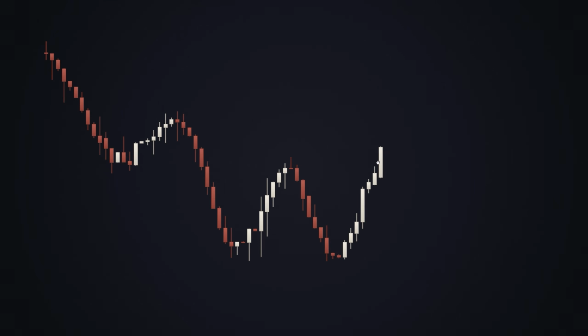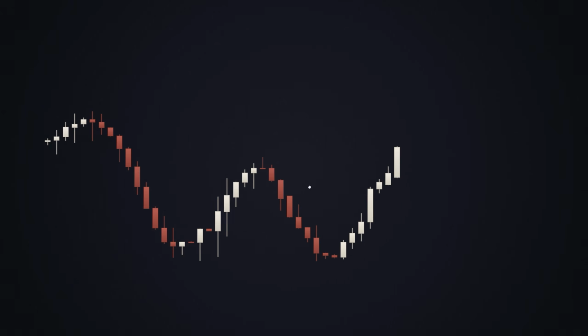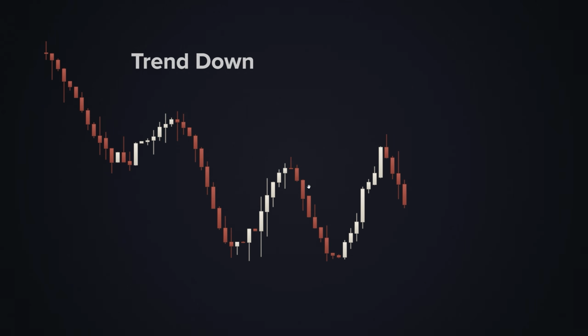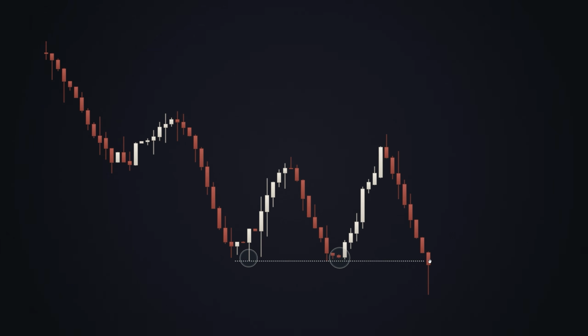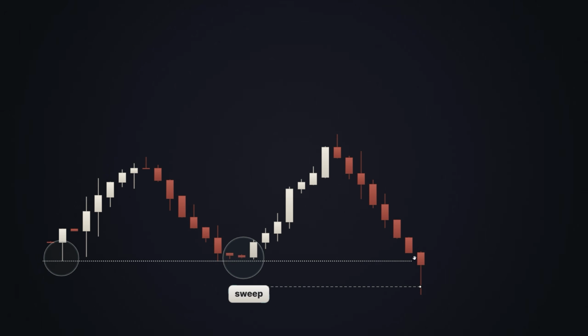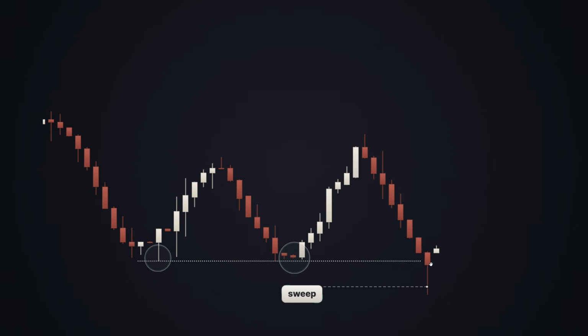I am watching the New York Open on the NAS 100. Price is trending down. I see a set of equal lows forming right here. This is my fuel. Now watch the first sweep. Price pokes below the lows. It leaves a wick. Some traders are buying this right now. But look at the next candle. It is tiny. There is no imbalance. I am not touching this trade.